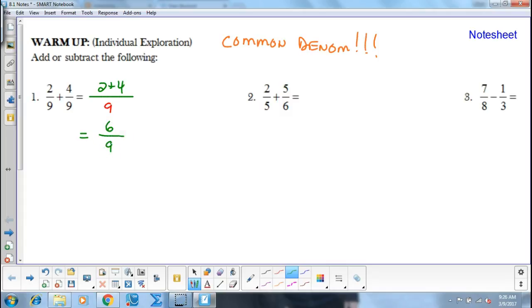And then what do I do at the very end? Reduce. They can both be divided by 3. So that gives me 2/3. I like 2/3 as my answer there.